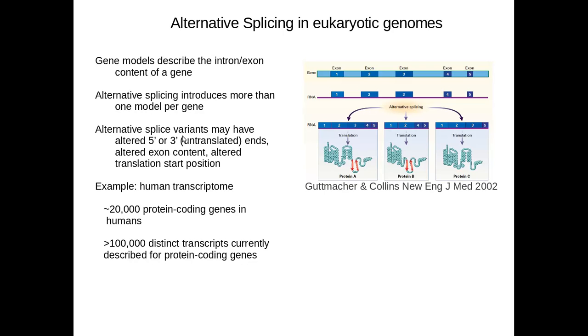The 5' and 3' ends can vary. The exon content, as illustrated here, can vary, and there can be altered translation start positions. So what this does is we have what we call gene models, where we predict the intron-exon structure of a gene, and alternative splicing means that we need to have more than one model per gene. So in the human transcriptome, there's roughly 20,000 protein coding genes and more than 100,000 distinct transcripts. So on average, each gene has multiple alternative splice variants.